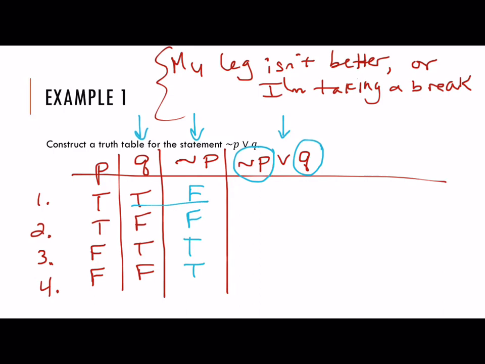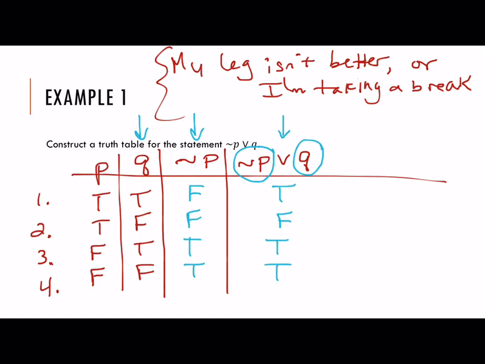Okay, so I have a true or false. That would be true. Here it is. If both are false, then that statement would be false. If both are true, that would be true. And if one is false but one is true, it's still a true statement. So basically, my sentence, my leg isn't better, or I'm taking a break, is true most of the time. It's only false when P is true and Q is false. So in the situation where my leg is better, but I don't take a break, that would be a false statement.